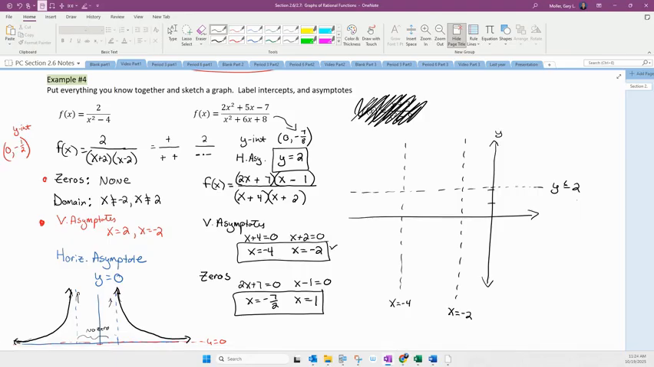What else? Vertical, horizontal, zeros. Negative 7/2 is negative what? 3.5. So that's going to be in here someplace. Negative 7/2, 0, and 1, 0.